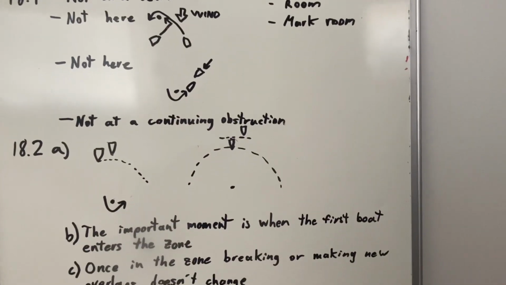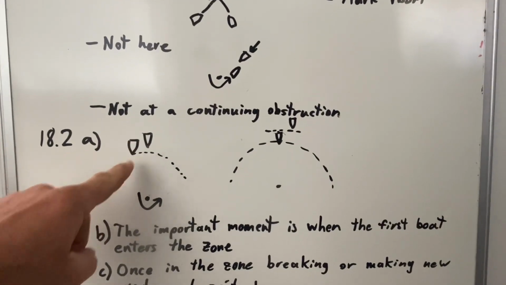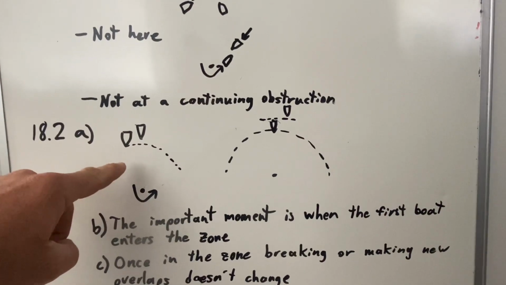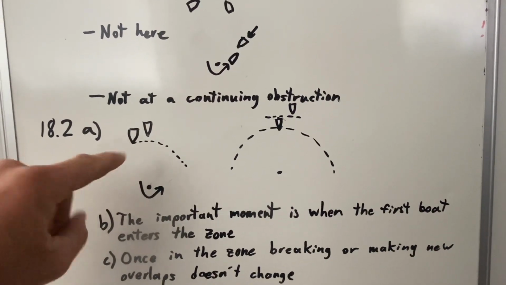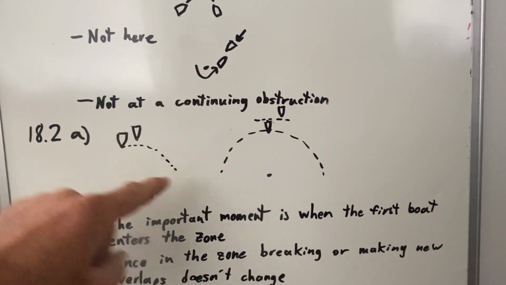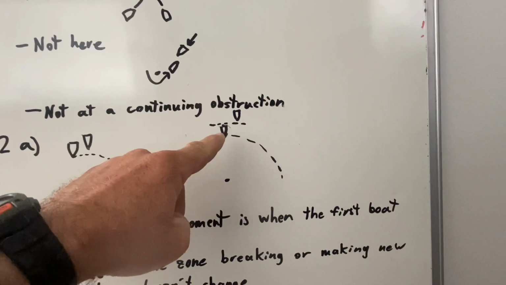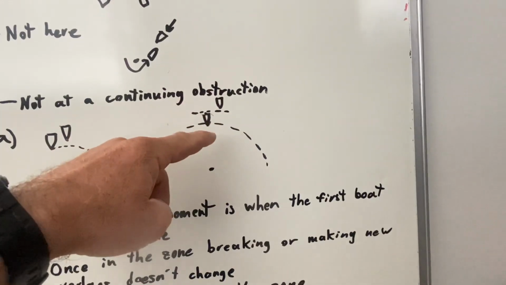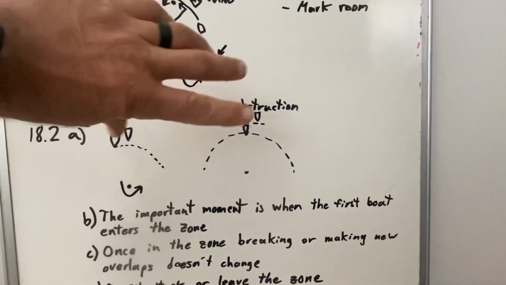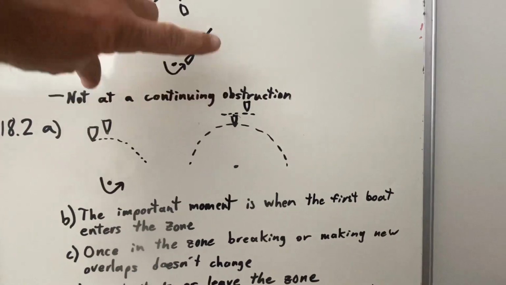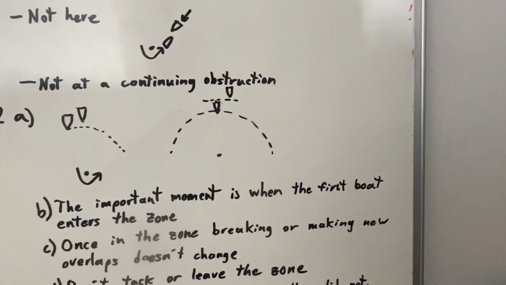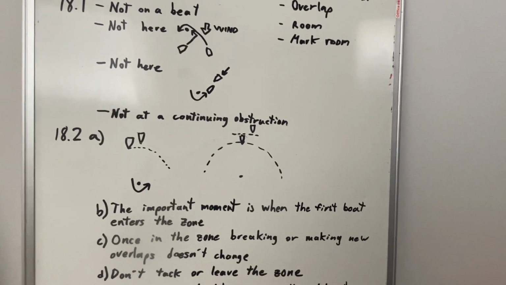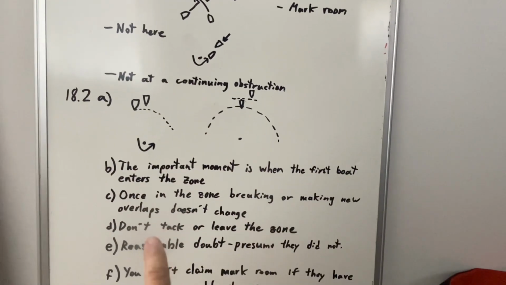Then C talks about how if this boat gets a speed burst and then slows down, just because they broke the overlap inside of the circle doesn't mean they no longer have mark room. So mark room still holds, even if this overlap is broken, and this boat still gets mark room over that boat, even if it sails slowly and this boat gains a new overlap inside of the zone. So just emphasizing that the key moment is when the first boat enters the zone, not if anything changes thereafter.